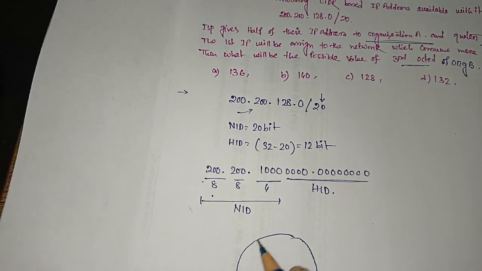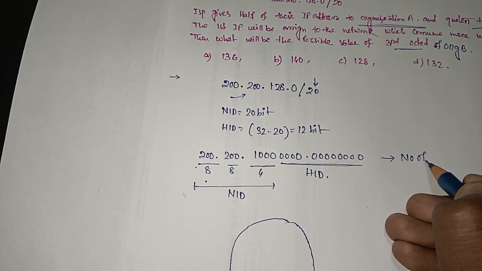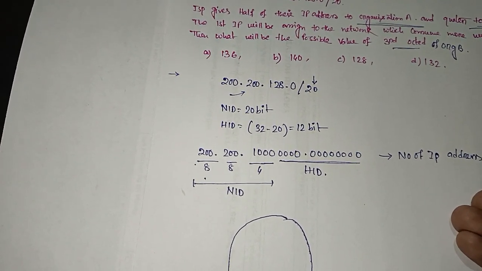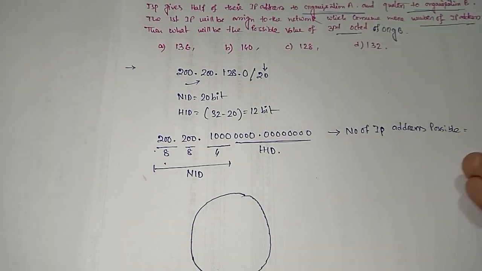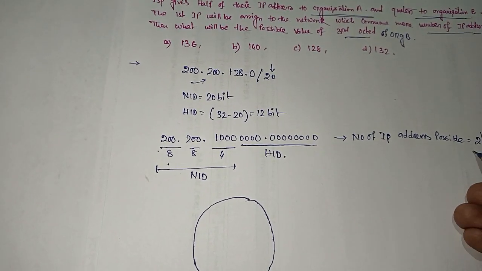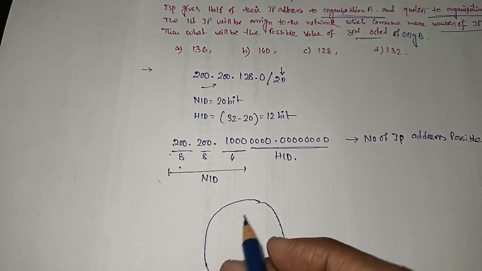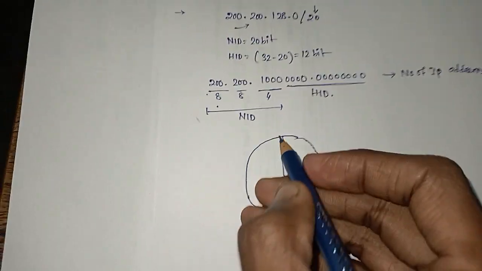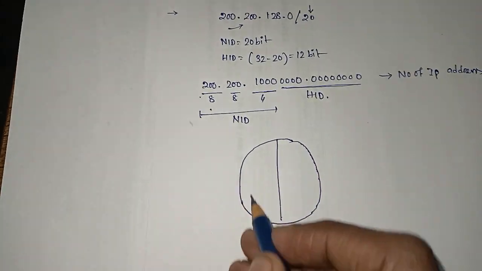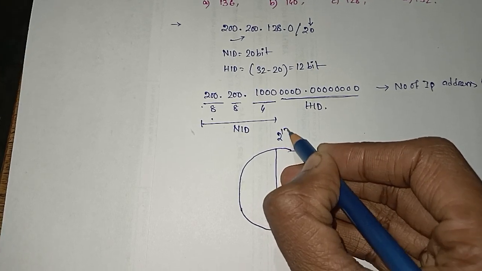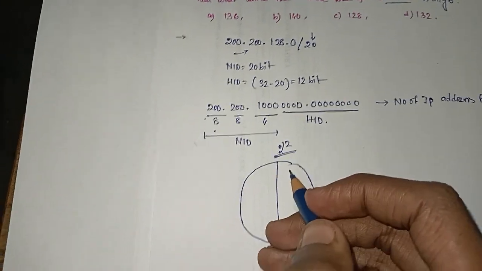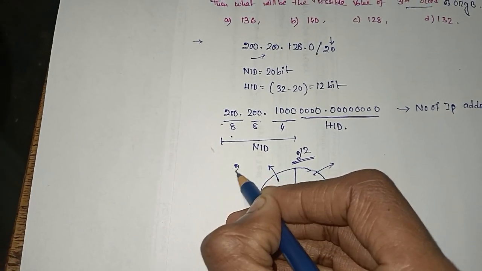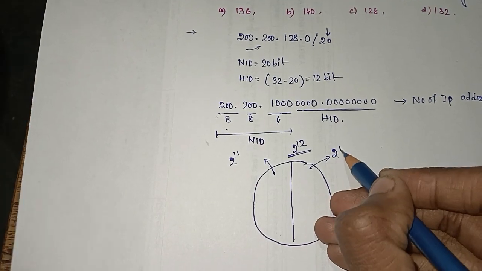Here the number of IP addresses possible is 2 to the power 12, for the 12 host ID bits. If we do not break it down, we get 2 to the power 12 IP addresses as a whole. But if we break it down into two parts, the number of IP addresses in this part is 2 to the power 11, and this part is also 2 to the power 11.